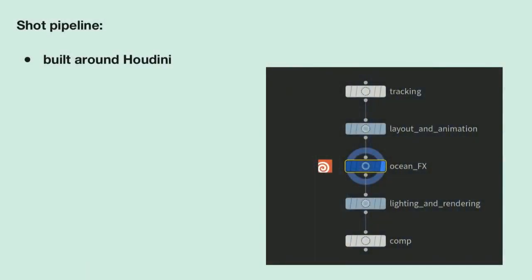Okay, so at the heart of our pipeline was going to be the way we built the ocean and all of the simulation work associated with it. We knew we were going to approach that in Houdini, and therefore Houdini was going to be at the heart of our pipeline.